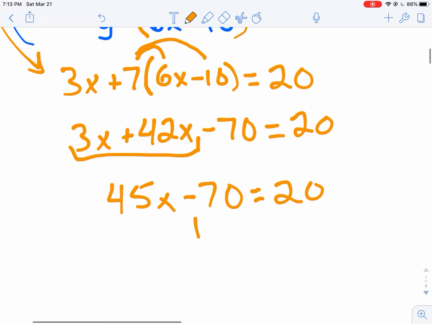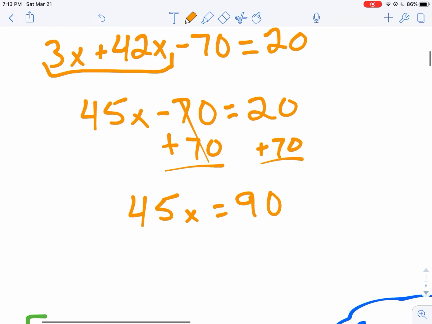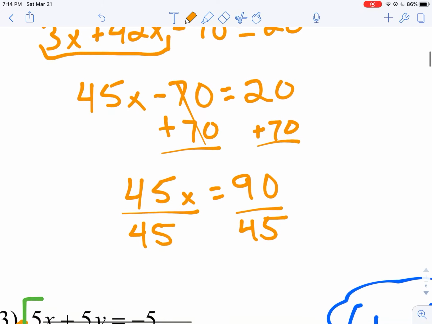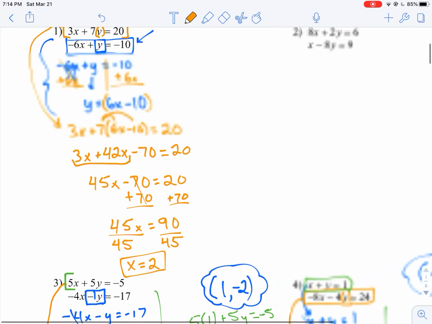Okay, and then I'm solving for x in 2 steps, right? I add 70 to both sides. Okay, now I have 45x equals 70 and 20 gives me 90, and my final step is to divide by any number that's in front of my x, which in this case is 45, giving me x equals 2. All that work just to find an x of 2.